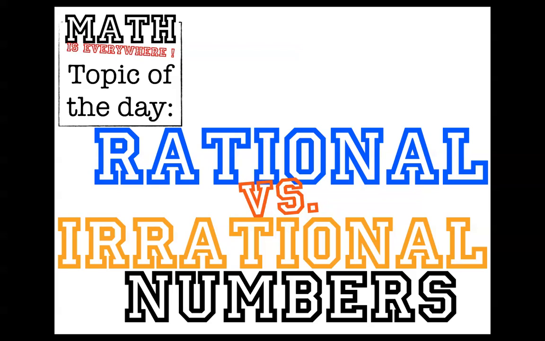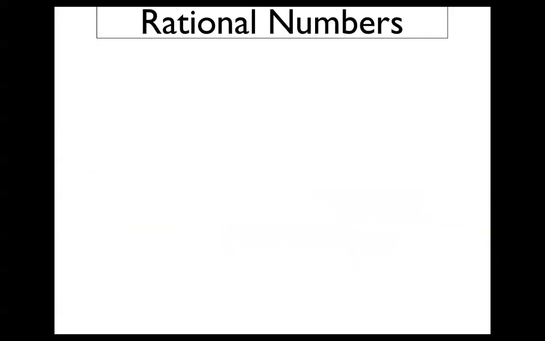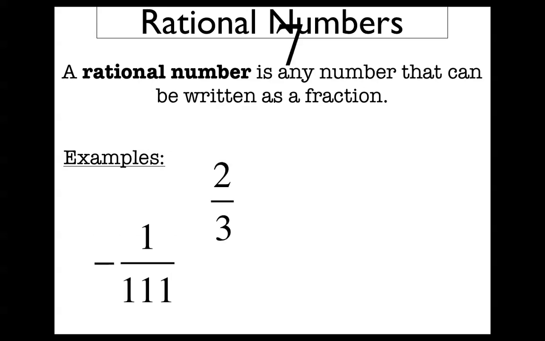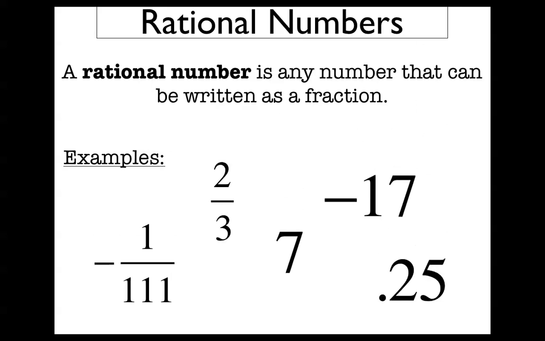So let's start with a little review. Rational numbers. A rational number is any number that can be written as a fraction or a ratio. Some examples: 2/3, -1/111, 7 because it can be written as 7/1, -17, and 0.25 because 0.25 can be written as a fraction, 1/4.